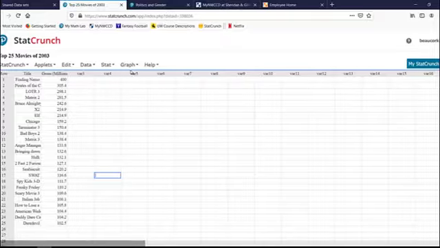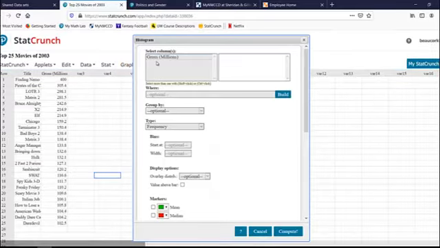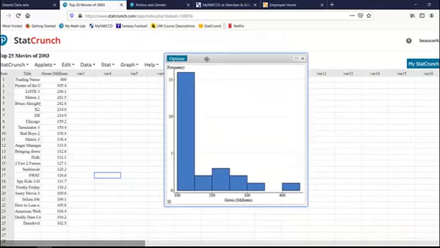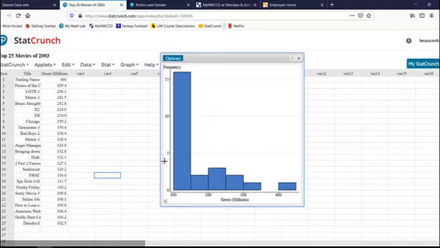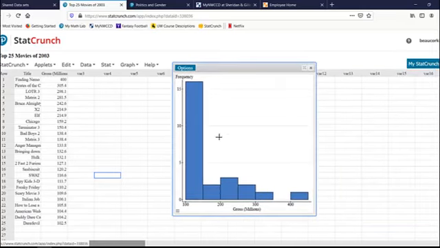So I have the top 25 movies. Once again, we go into graph, histogram, and creating quantitative graphs is even easier. Select gross in millions, the value, and then just simply hit compute. Then from this, all right, this is a histogram. And if you noticed also, if you go back into edit, you can change the bin width and such to try and get a better picture if you feel this one is too vague.